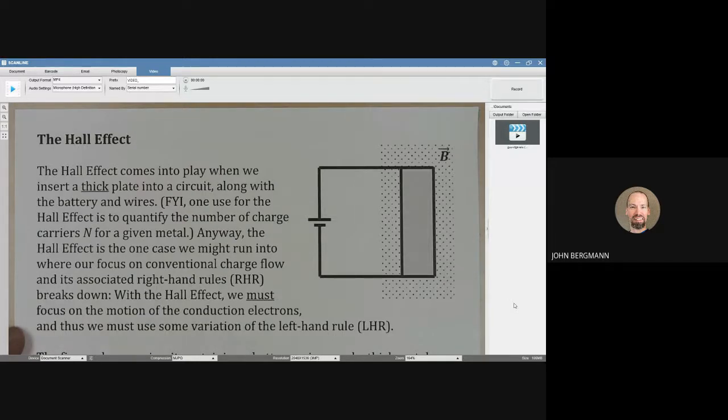With the Hall effect, we must focus on the motion of the conduction electrons, and thus we must use some variation of the left-hand rule, which is what you always use for negative charges.